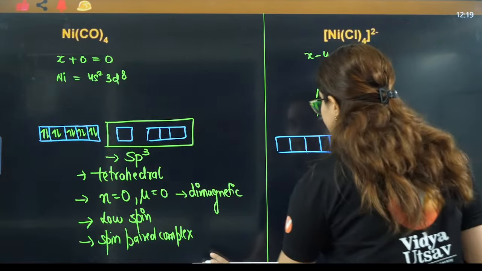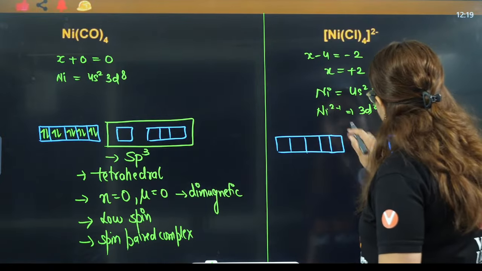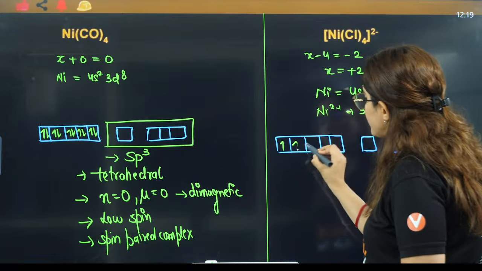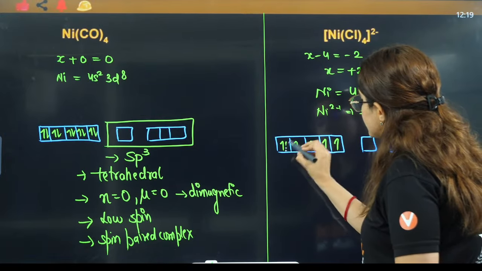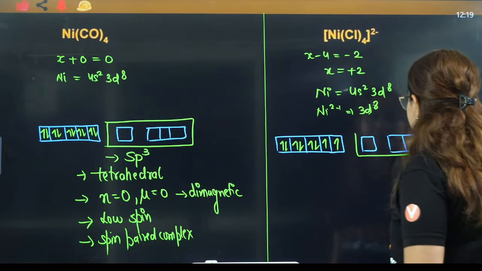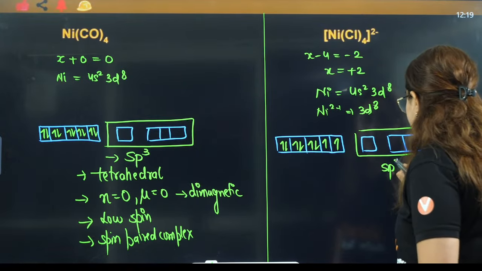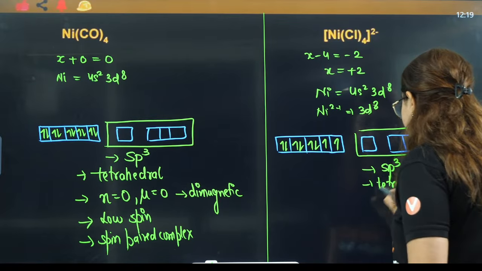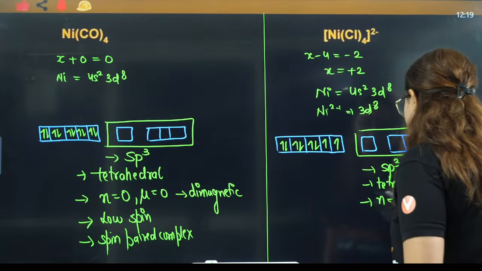What about this one again? If you see this 8, now Cl is a weak field ligand, so no pairing. So 1, 2, 3, 4, 5, 6, 7, 8. Here again the hybridization is sp3, same tetrahedral, but the number of unpaired electrons is 2.